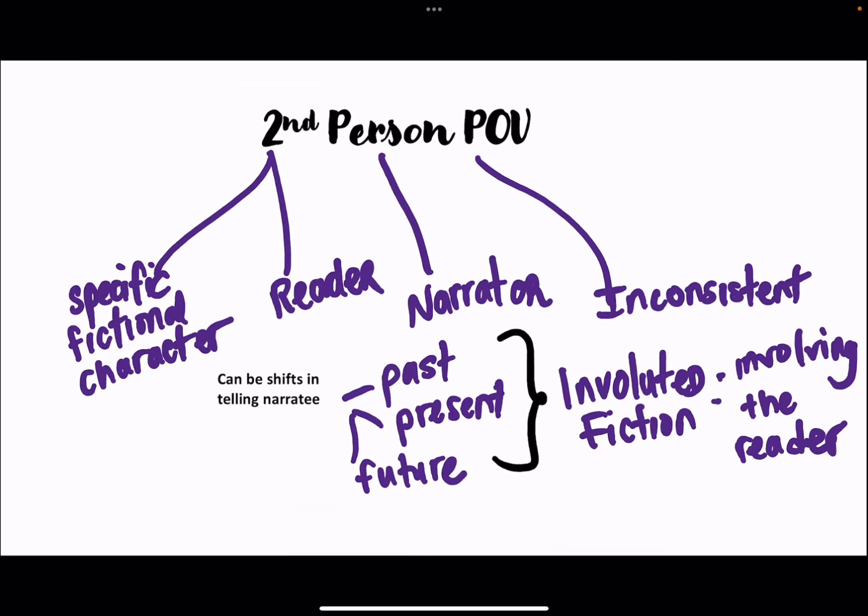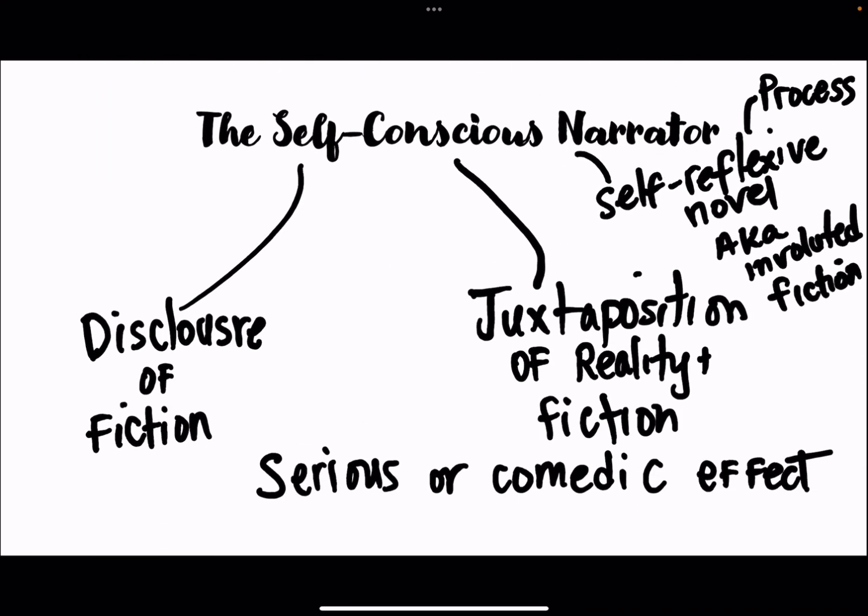Now, second person point of view, there's a specific fictional character. It could be the reader, it could be the narrator. It's inconsistent, and there can be shifts in telling, a narrative from the past. They can go between the past, the present, and the future. And oftentimes, with second person, it can be an involuted fiction, which just means that the narrator is involving the reader and sort of telling them exactly what they're doing in the work. In a sense, giving details that maybe a reader wouldn't need to know about how a story is evolving.